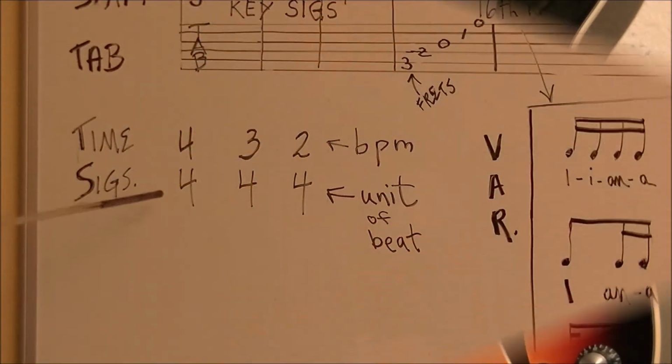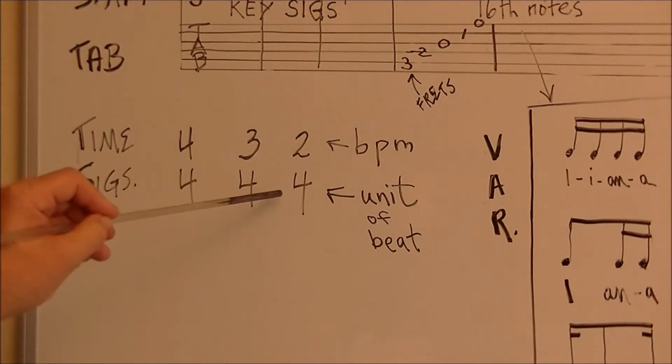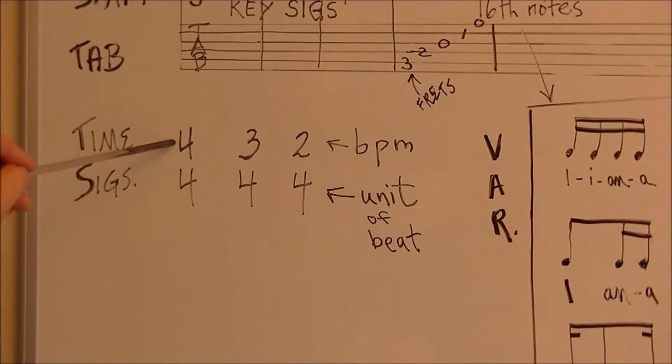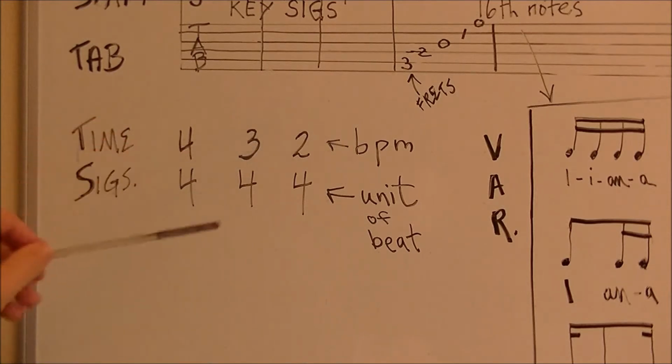Let's look at time signatures. 4/4 is what you're used to playing in. This is 3/4, which I mentioned briefly before, and 2/4, which is brand new. Now, let's talk about these numbers on top. 4 beats per measure, 3 beats per measure, 2 beats per measure. The sound of 4 beats per measure is 1, 2, 3, 4, 1, 2, 3, 4. The sound of 3 beats per measure is 1, 2, 3, 1, 2, 3, 1, 2, 3, 1, 2, 3.